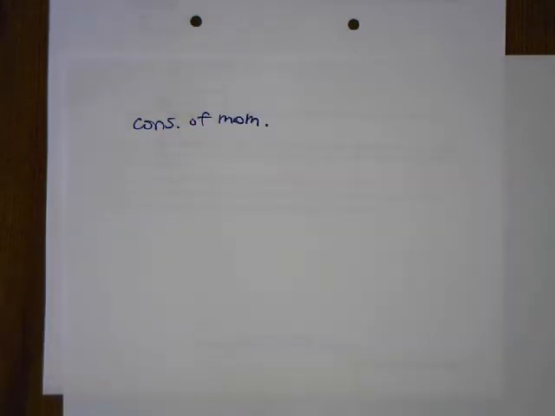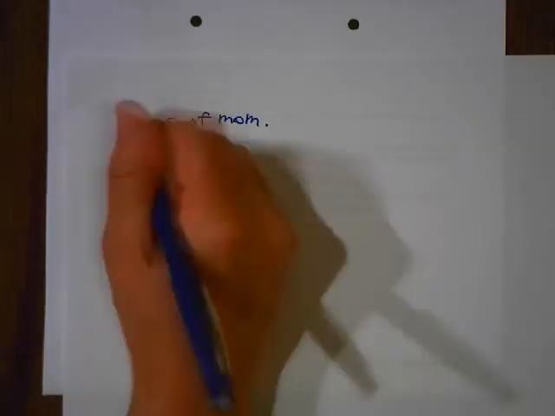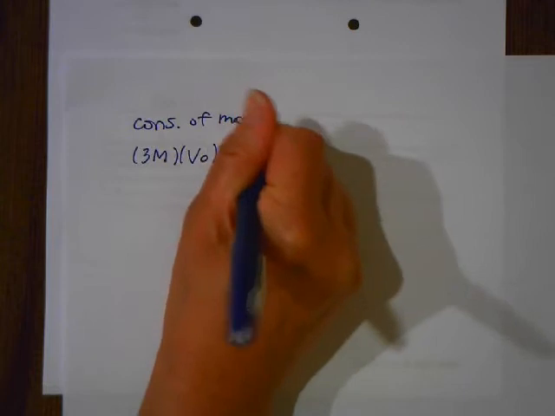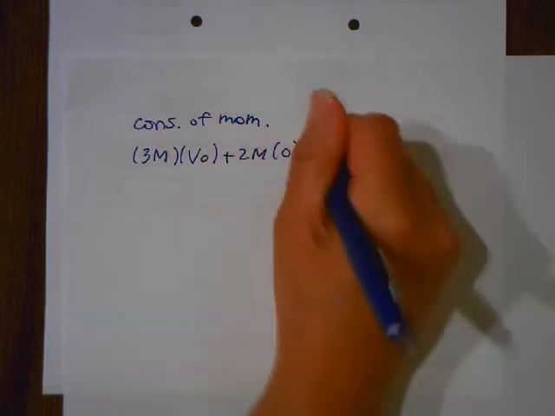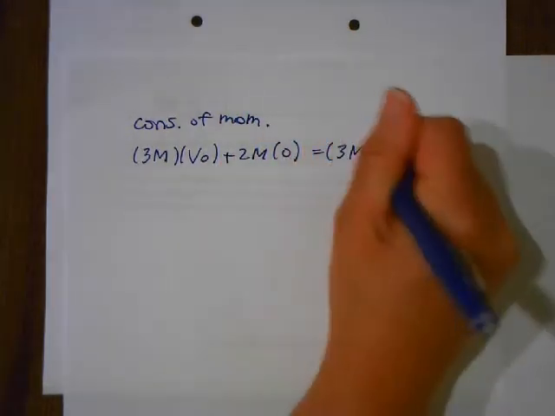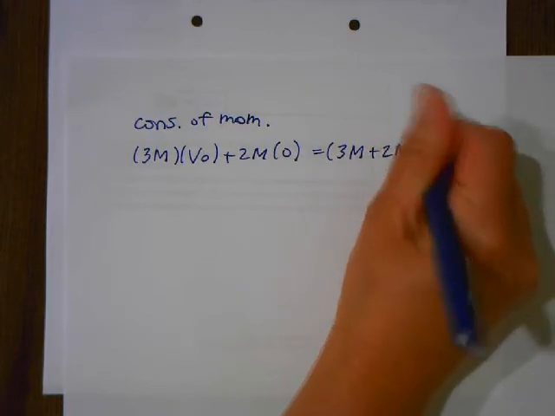So here, they stick together and they move off with one velocity. So you have 3m times v naught plus 2m, which is initially at rest, is equal to, they stick together, so you have (3m plus 2m) times vf.